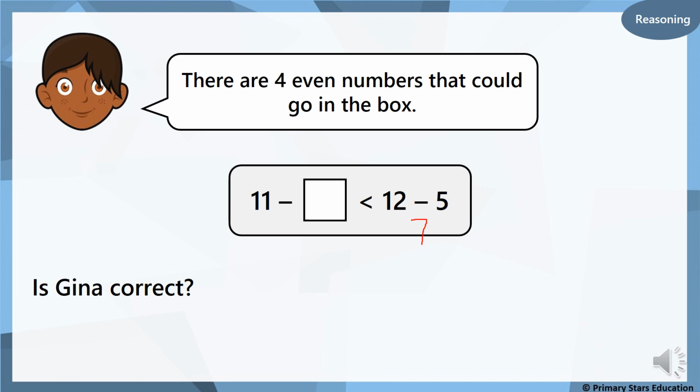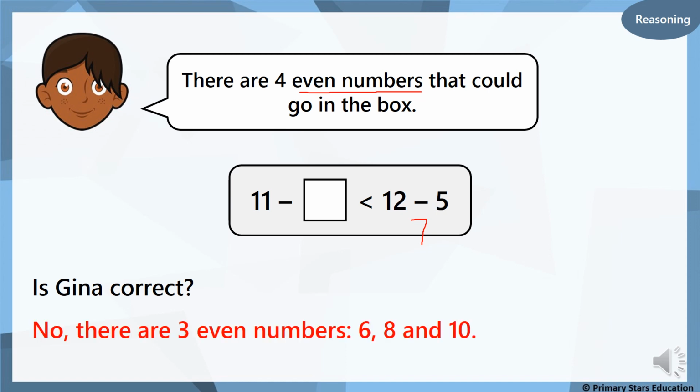And Gina is saying that 11 take away an even number could go in this box. All right. And it would make it 11 subtract something is smaller than 12 take away 5. So this is what you're going to do. I've told you here, it says no, there are 3 even numbers, 6, 8 and 10. But to get to that answer, you need to show your workings out.